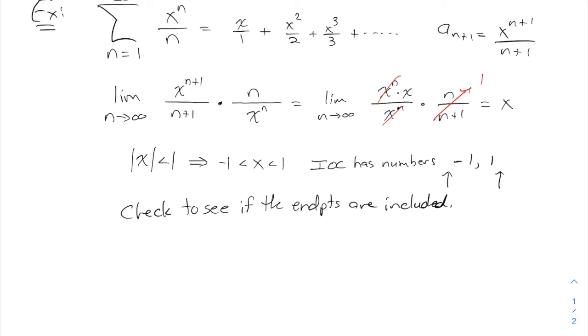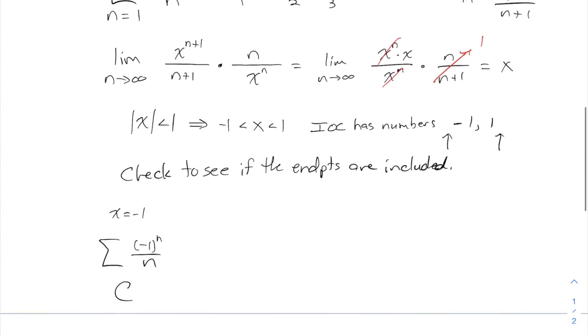First, I'll plug x equals -1 in. That gives me this series, -1 to the n over n. Okay, that's the alternating harmonic series. That converges. So therefore, we include this point.